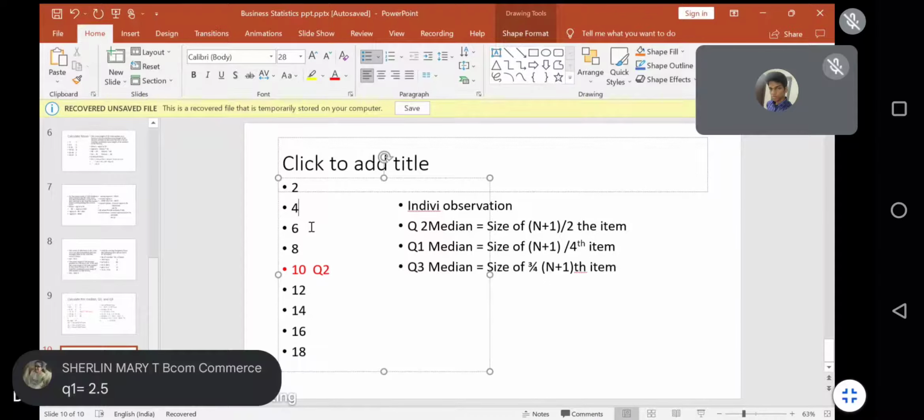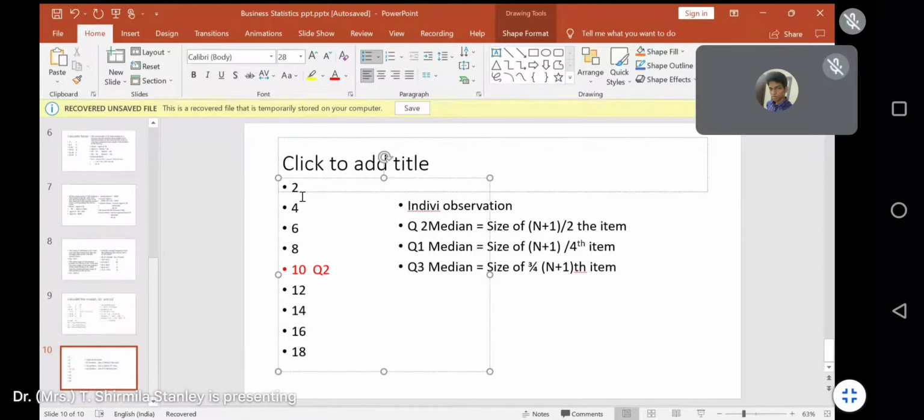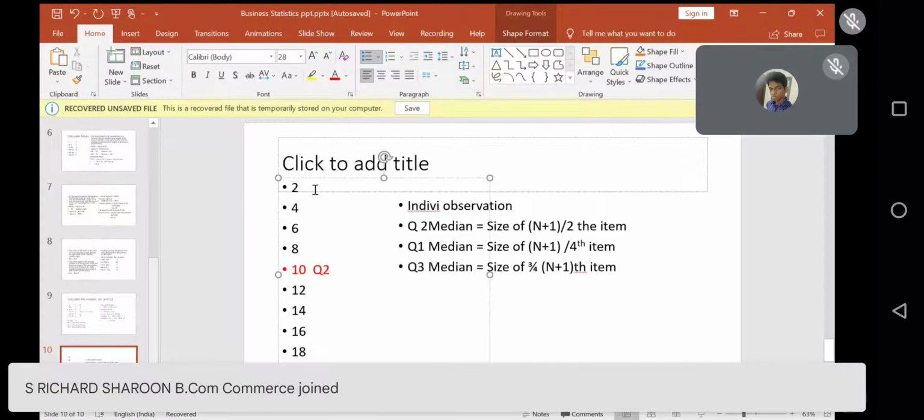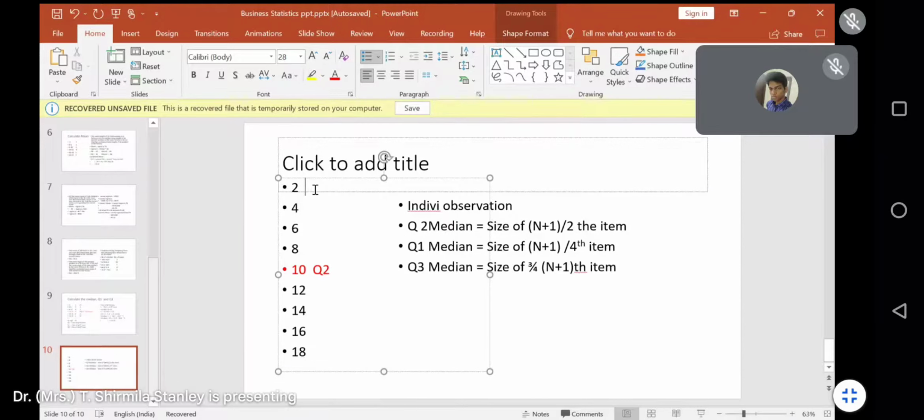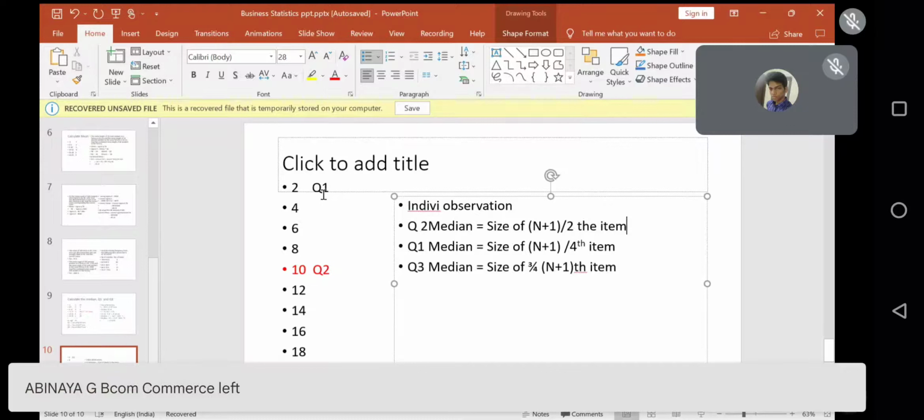2.5, ma'am. 2.5, ma'am. Between 2 and 2.5? For me, 2.5, ma'am. Yes. Okay. Right. So this is your Q1. And then Q3? 7.5, ma'am. Q3 is 7.5, ma'am. You are referring to the size. You're not giving me the answer. Shouldn't it be 3, ma'am?